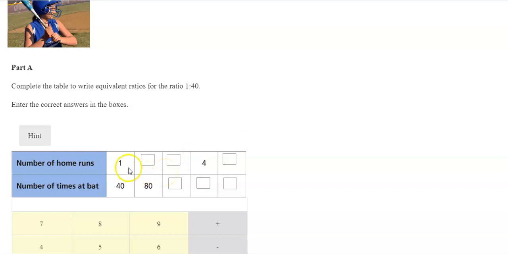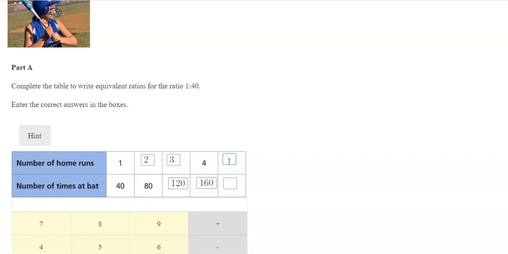So our ratio is 1 to 40 because every 40 times she's at bat, she hits 1 home run. So the next time she's at bat, she gets 2 and then 3. So to get from 1 to 3, I multiply by 3. To get right here, we're going to do 40 times 3, which is 120. If I click on it, to get to the next row, we're at 4. So 40 times 4 is 160.